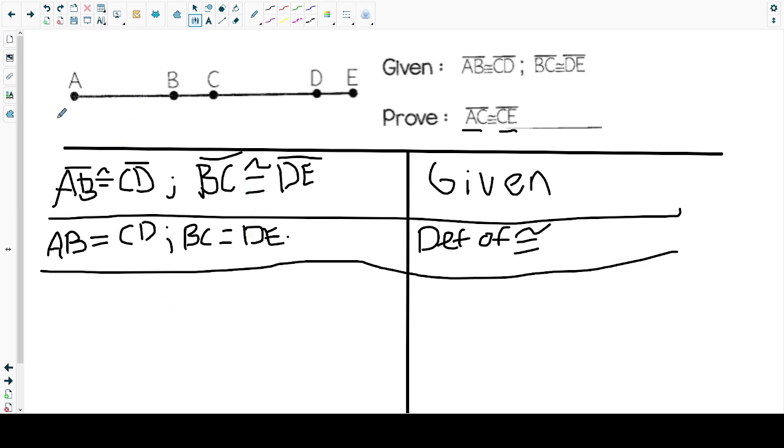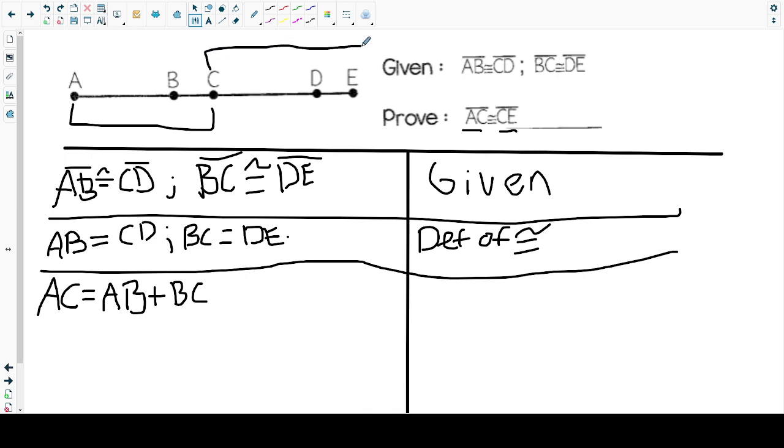So I go to my diagram and I say, okay, what can I say about AC to get it in play? Well, it's a segment made up of two pieces. So I can say that AC is equal to its sum, AB plus BC. So if it's a big segment, what you can say about it is that it is the sum of the small segments that make it up. Same is true for CE. CE is equal to CD plus DE.